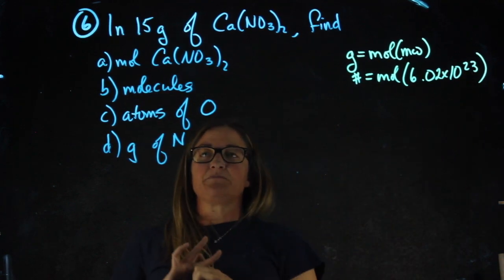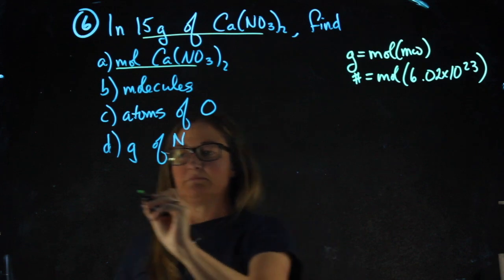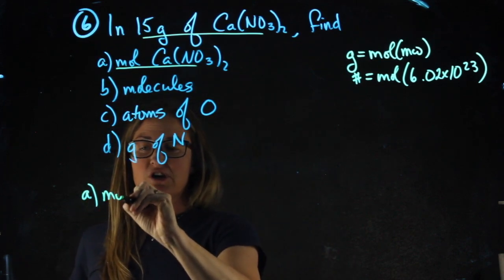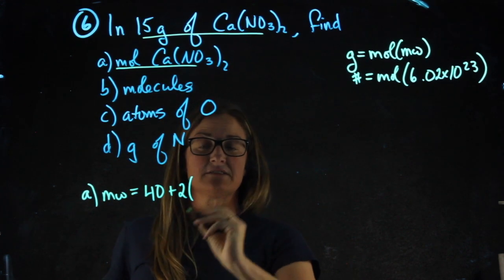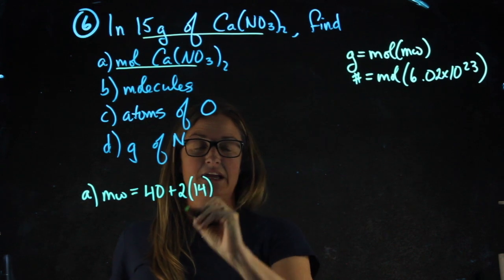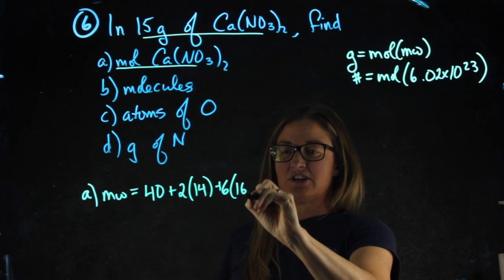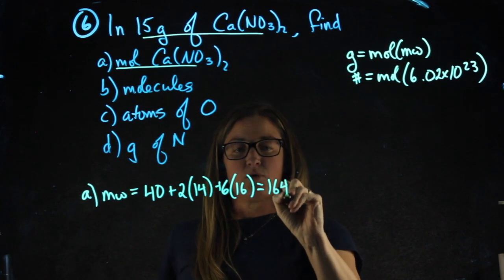For the first one, I have the grams of calcium nitrate and I want the moles of calcium nitrate. First thing I'm going to do is find the molecular weight of calcium nitrate. Calcium is 40. I have 2 nitrogens. Each nitrogen is 14. I have 6 oxygens and each oxygen is 16. This gives me a grand total of 164.